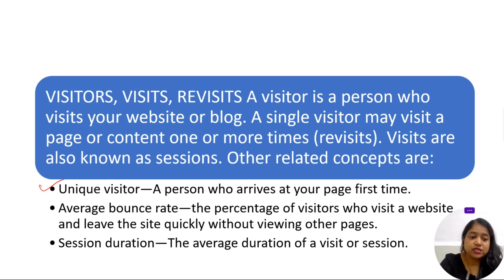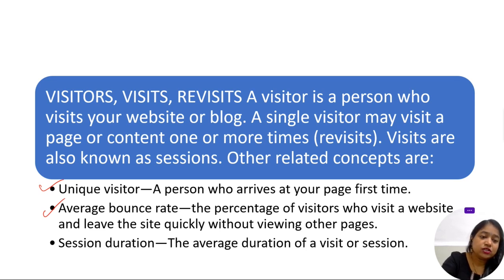Then average bounce rate. Average bounce rate means if the people visit the website and they immediately close it, the algorithm will understand that this particular content is not liked by the people. So the algorithm will take it as a bounce rate.